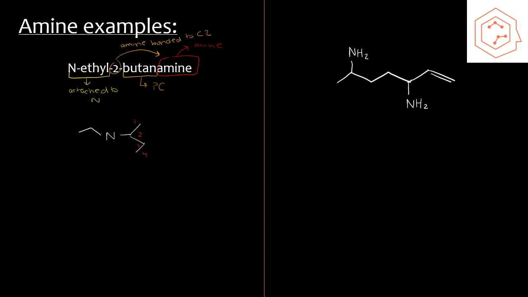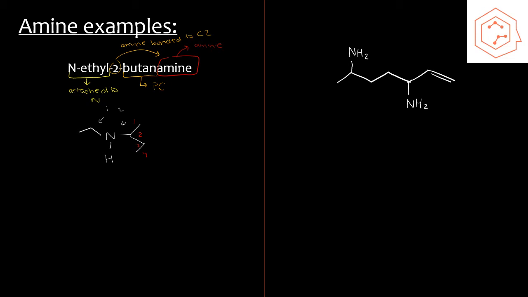Now it doesn't say any other substituent groups. So first we know that this is a secondary amine because there's 2 alkyl groups bonded to that nitrogen atom. And also, since we don't have any other substituent groups, we can just go ahead and put in a hydrogen atom there if you want, just for clarity, to indicate that. So this would be the complete structure for N-ethyl 2-butanamine.